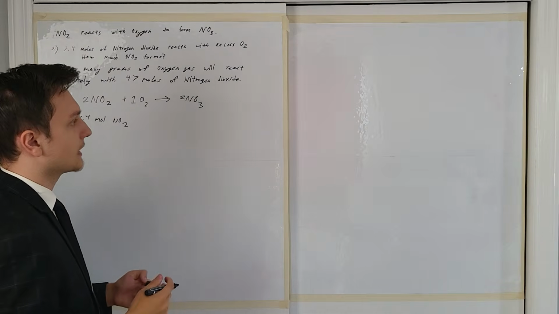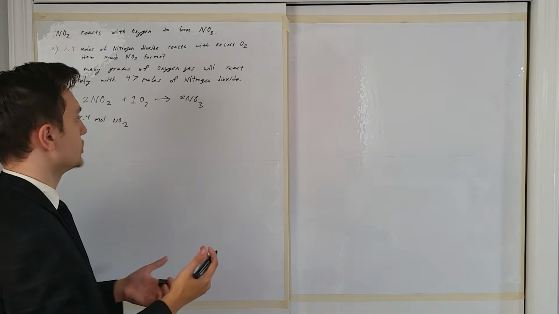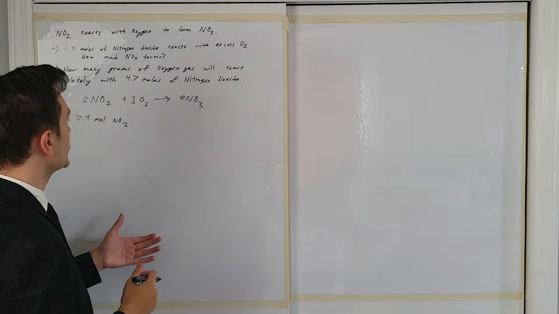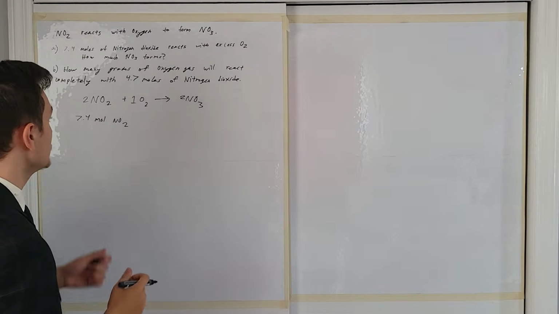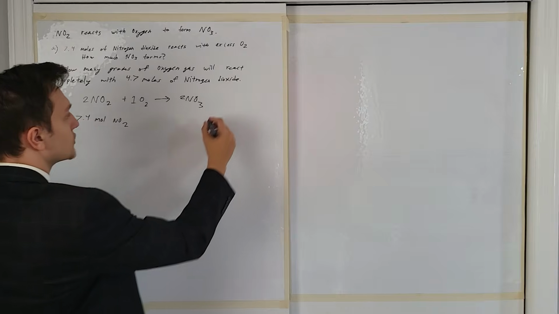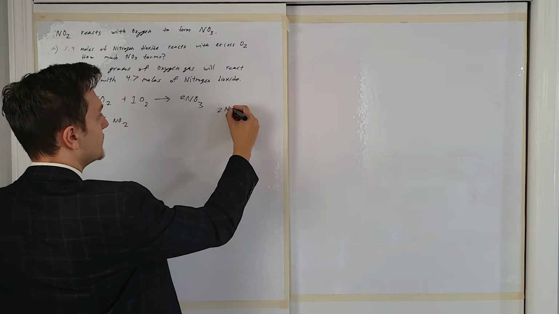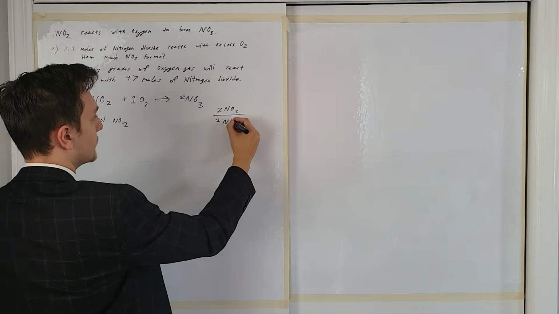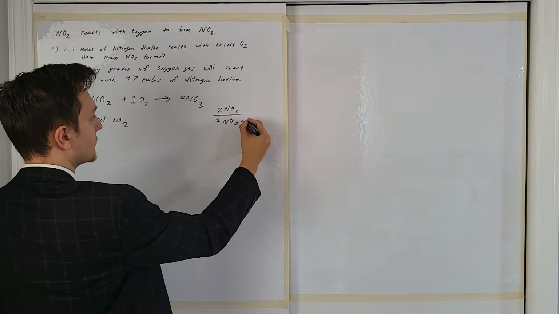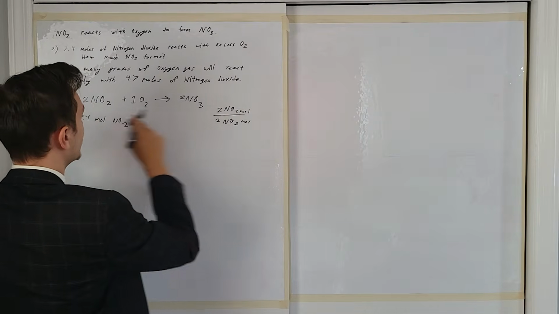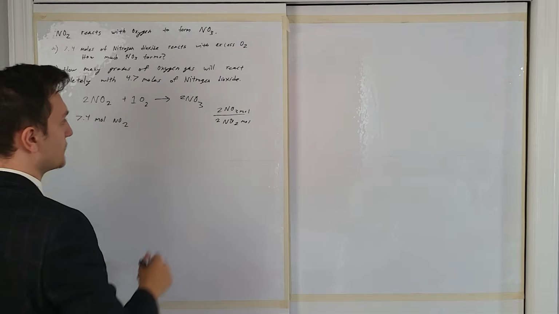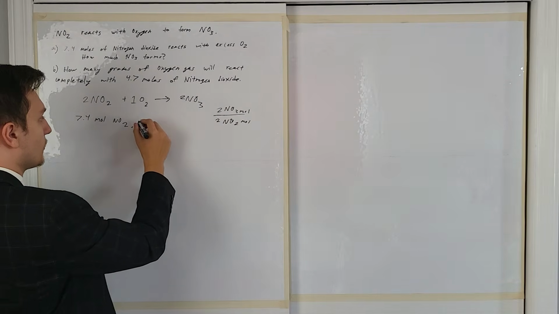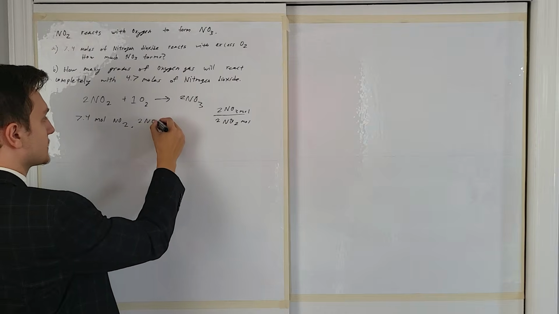So I need a conversion factor. I need a ratio. Do I have something that tells me what is the ratio of NO3 to NO2? Well, I do. I have my chemical equation. 2 moles of NO3 is produced for every 2 moles of NO2. Okay? And that's pulled straight from my chemical equation right here. That's my mole ratio. I need to multiply this by my mole ratio to make my units agree.